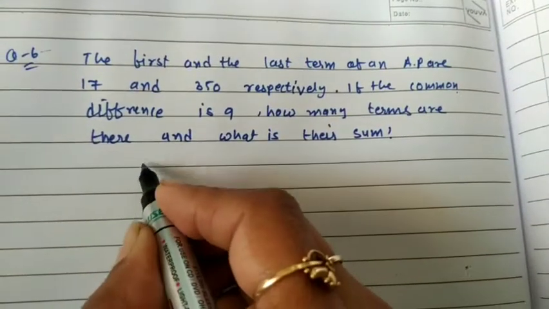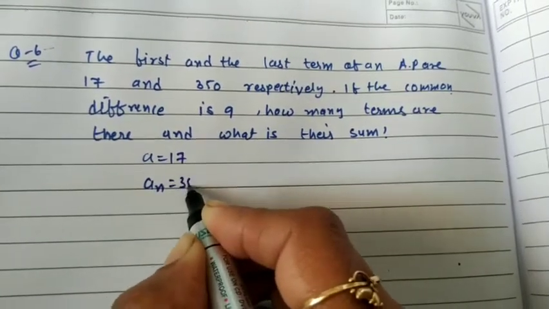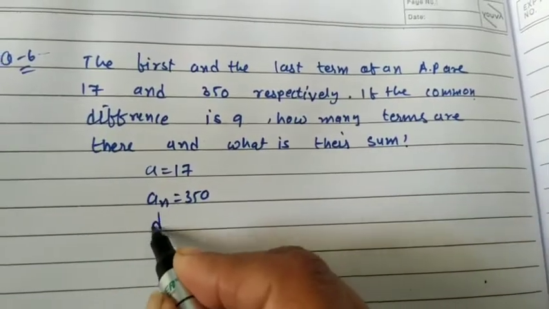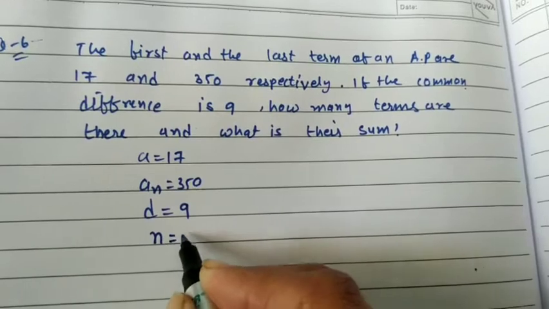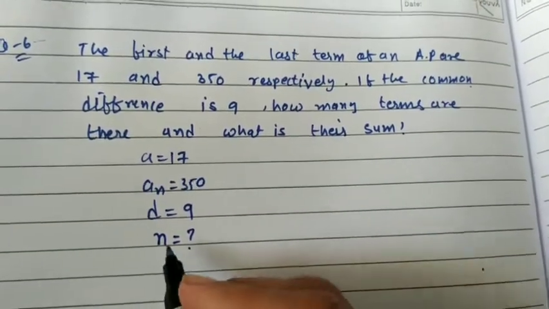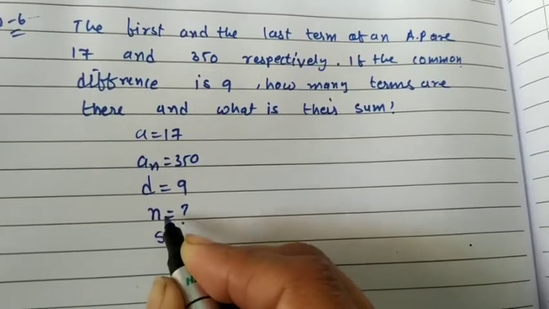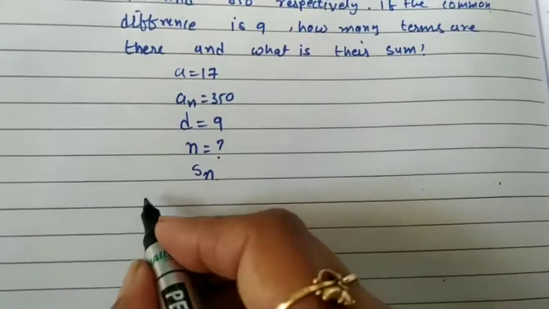The first term of an AP is given, means a is given as 17 and an is given as 350 respectively. If the common difference d is given as 9, how many terms are there? That is, we have to find the terms, meaning we have to find n. And what is their sum, means we have to find Sn. Once we get n, then we have to find Sn. So let us find what the value actually is.